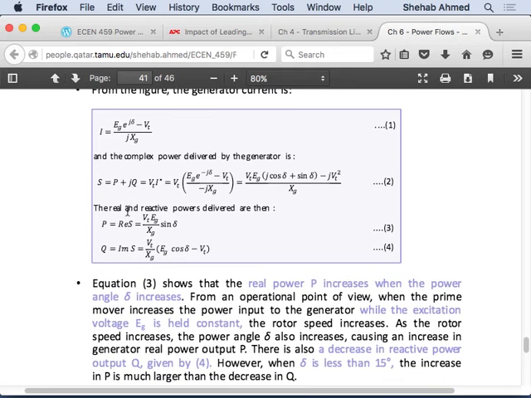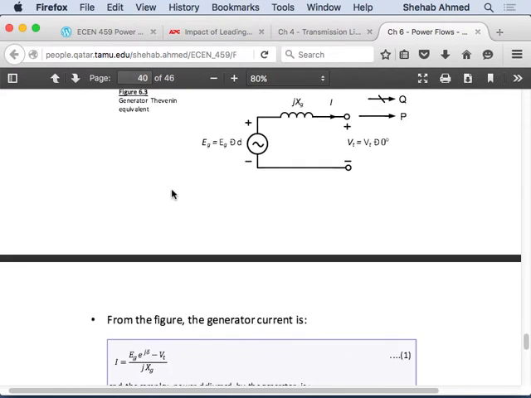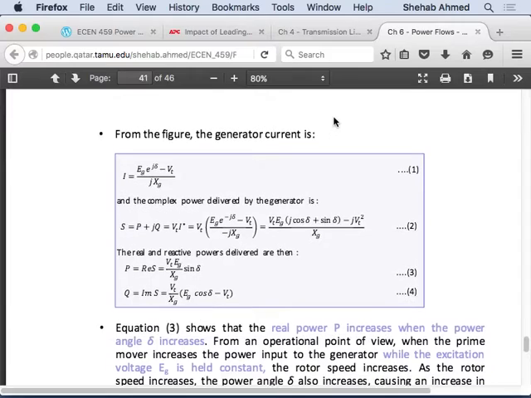And complex power, the complex power that's delivered by the generator. So this is the terminals of the generator. This is where delivery is happening. So the complex power delivered by the generator is equal to the voltage at the terminals of the generator multiplied by the current conjugate. Current is what I just calculated here, right? This is what's being delivered to the power system.